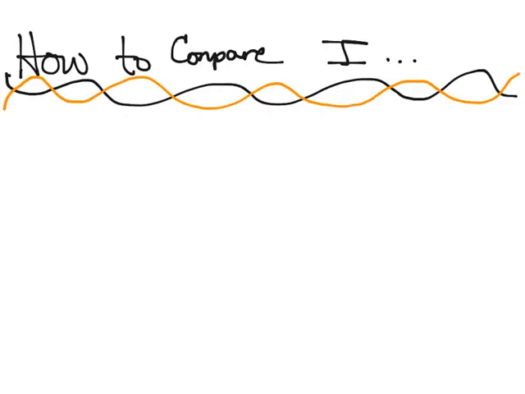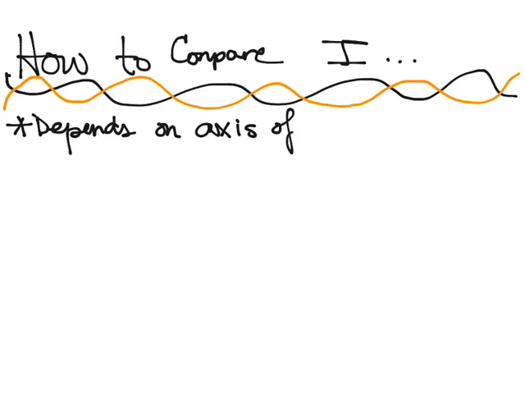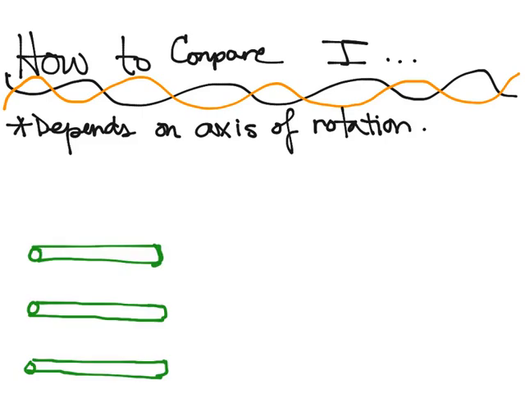Alright, so now we're going to talk about how to compare if you had two different shapes, how to think about comparing their moments of inertia. And the answer is that the moment of inertia actually depends on the axis of rotation. So first I have to explain to you what the axis of rotation is.